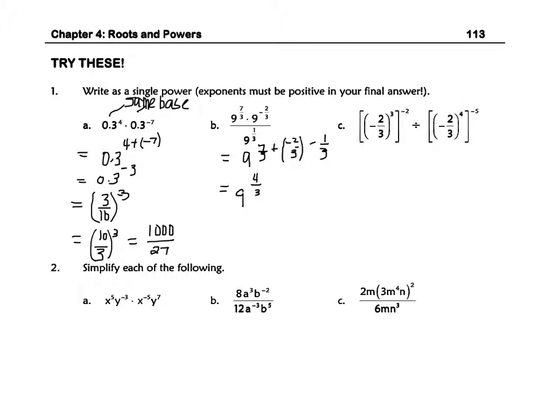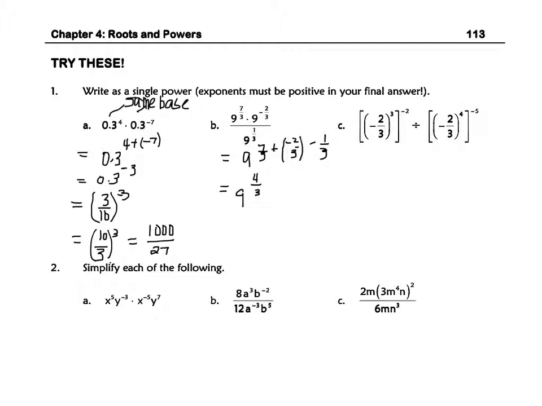And there's not a whole lot I can do with that because I can't find the cube root of 9. Well, it asks you to write it as a single power, so that would be a single power, 9 to the 4 over 3. And this one would be a single power as well. I would accept both of these answers in number 1A, 10 over 3 to the 3, and 1,000 over 27.